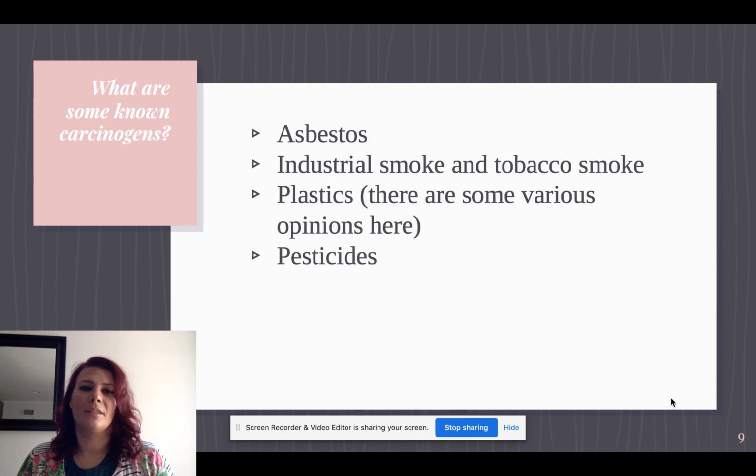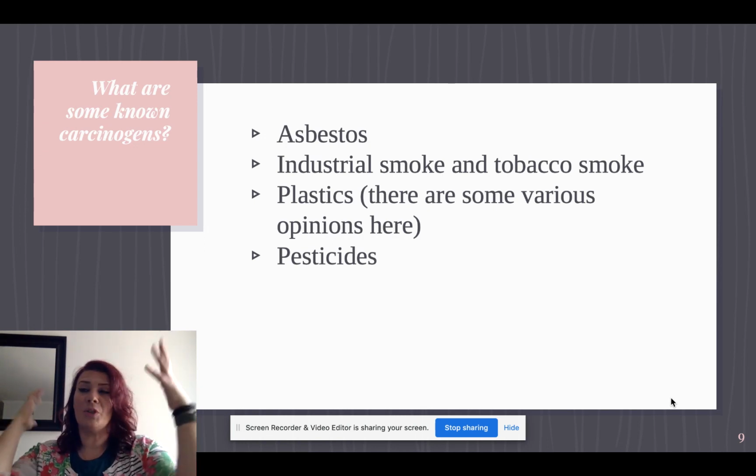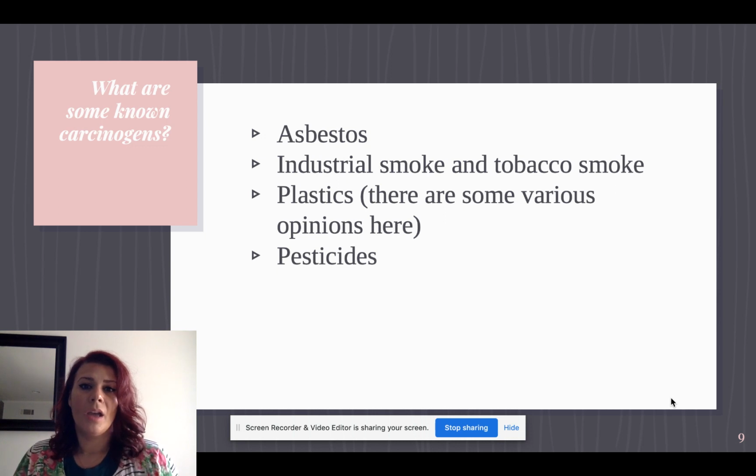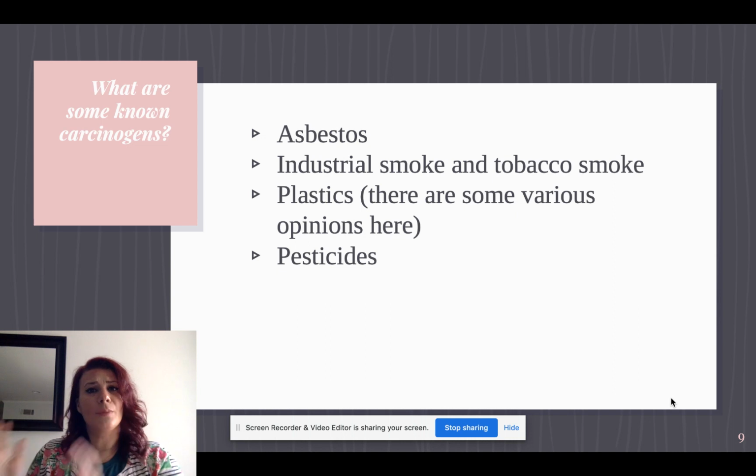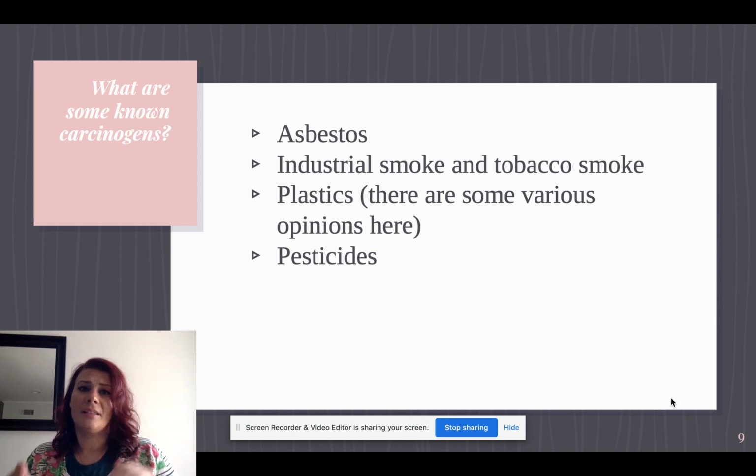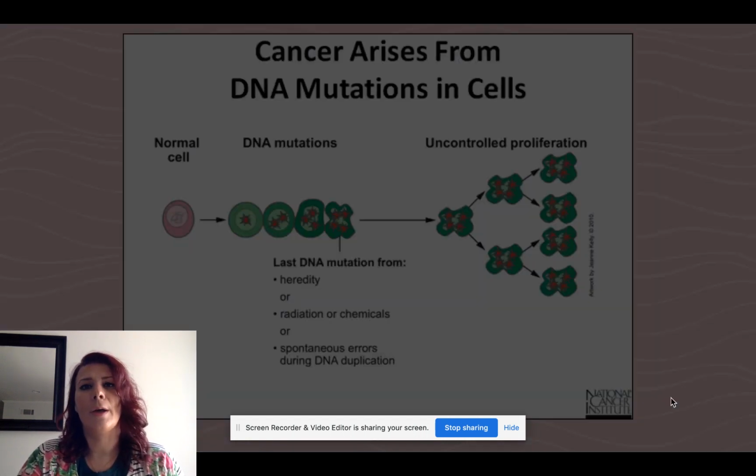So what are some known carcinogens? Asbestos, like things that were used to make building supplies a long time ago. Industrial smoke and tobacco smoke. Some plastics, right? And there's some differing opinions here, but not all plastics are the same. Plastics that are reusable, great. Plastics that are one-time use, like those plastic water bottles, those have a lot of phthalates in them, and they have things that are harmful if you use them repeatedly, okay? Pesticides, right? Anything that we use on our vegetables and fruits to kind of make sure that no pests get our fruits and veggies, that can be harmful as well.